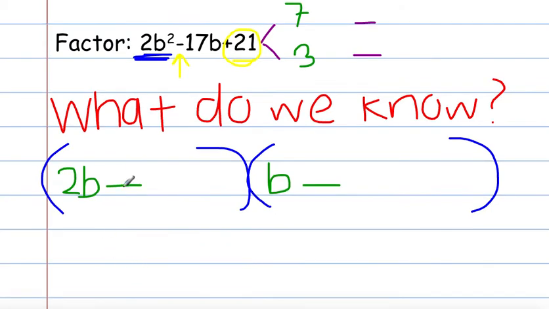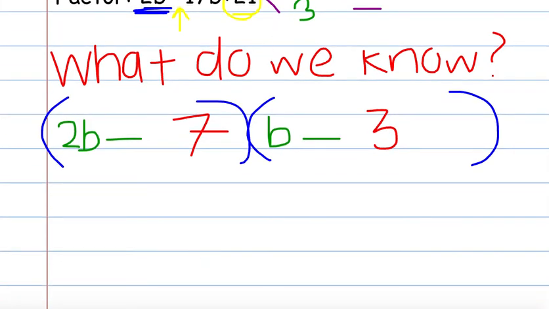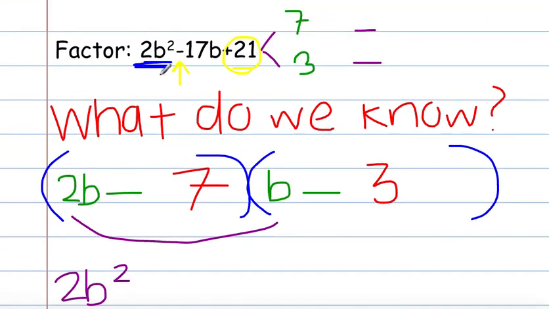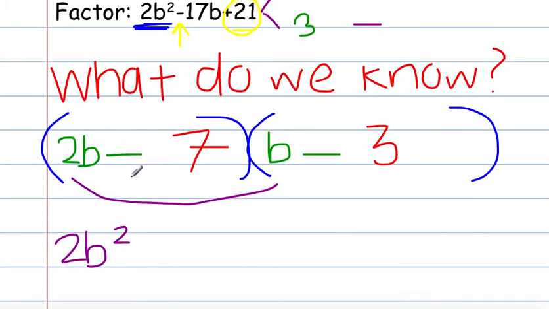So let's say, for instance, we're going to choose and put the 7 with the 2b. So by default, our 3 would go here. Let's go through and solve and see if we get the right answer. So let's check ourselves. We have 2b times b, which will give us our 2b squared, and that checks out with our first term up here, so we're okay. Now let's do our second step. We get our 2b times our negative 3, so we'll get negative 6b.